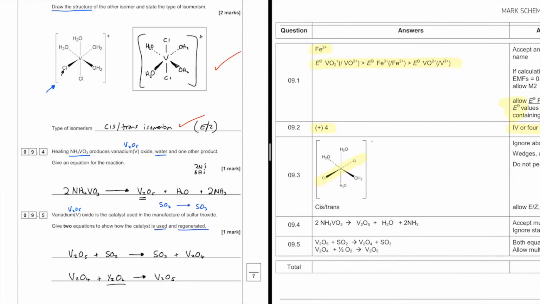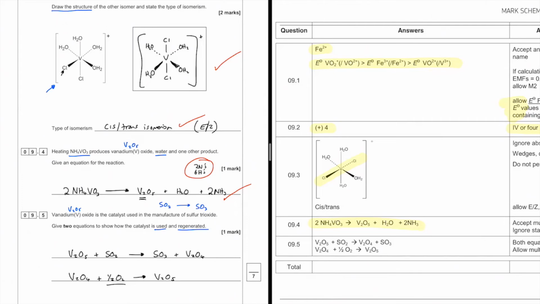Heating NH4VO3 produces vanadium(V) oxide, water and one other product. Give the equation. Well, this is going to be right or wrong, isn't it? 2NH4VO3 → V2O5 + H2O + 2NH3. That's my one other product, 2NH3. And while doing the question, I actually showed you how I ended up doing that.